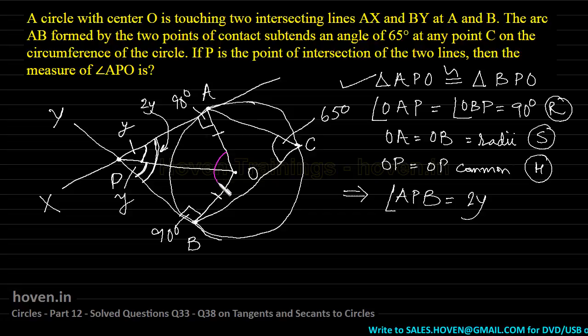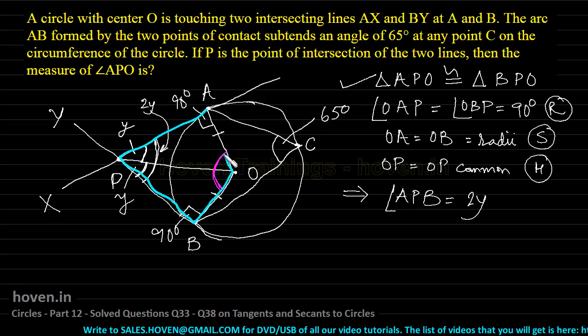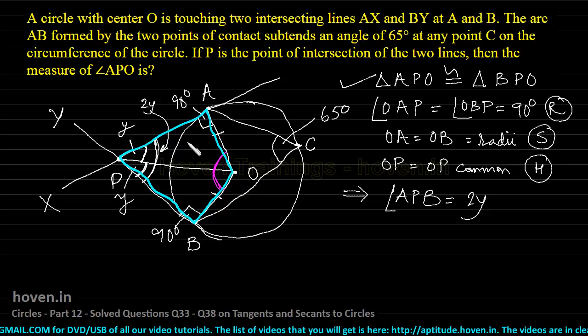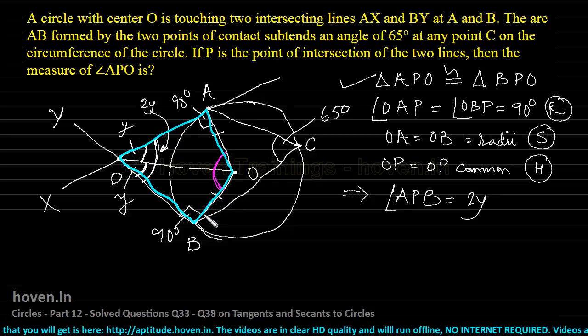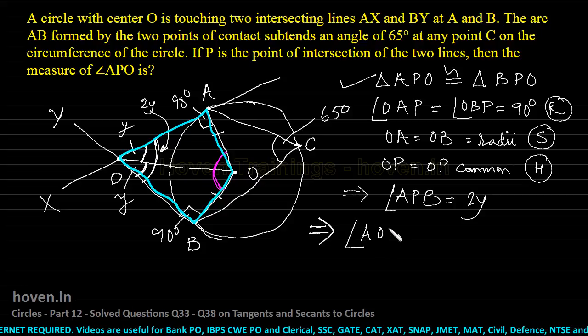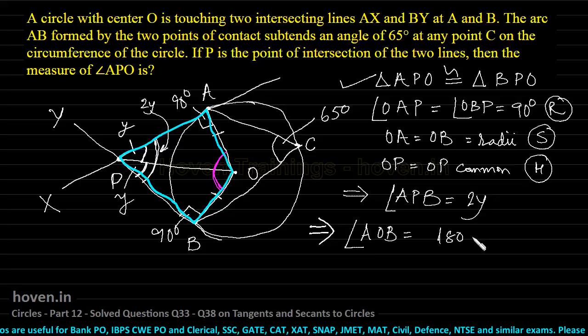Now, what about this angle? Have a look at this quadrilateral. This quadrilateral has 2y as one angle. This is 90. This is 90. All these four angles added should be 360. So, out of 360, 90 and 90 make 180. This means this 2y and this angle should form 180 degrees, which implies angle AOB should be equal to 180 minus 2y.